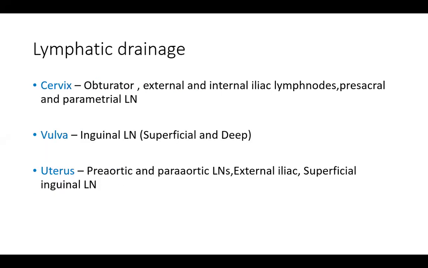Lymphatic drainage is another important topic which is frequently asked. Out of these, the cervix, vulva, and uterus are very important. For the cervix, you should remember the obturator lymph nodes, followed by external iliac lymph nodes and presacral and parametrial lymph nodes. The vulva is like external genitalia, so it drains to the inguinal lymph nodes, superficial and deep. And the uterus drains to the pre-aortic and para-aortic lymph nodes, external iliac, and also the cornual part of the uterus is supplied by even the superficial inguinal lymph node.